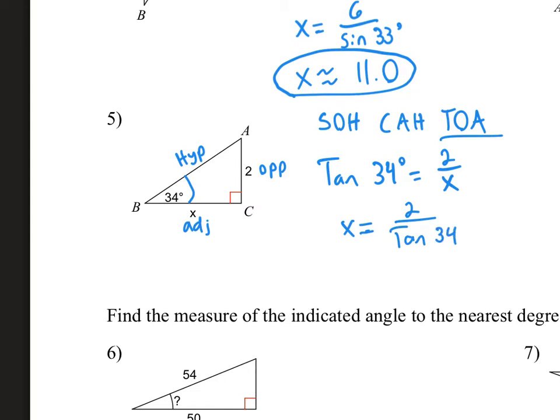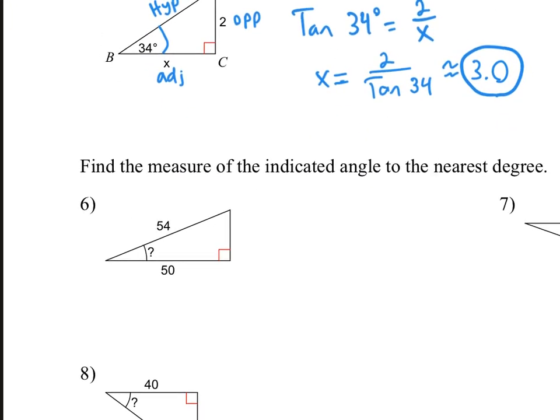I can do this all in one step on my calculator. 2 over tangent 34. And I get 2.965. 2.9 will round up to 3.0. I'm going to leave it as a 0.0 so they know that it's accurate at least until the 10th.